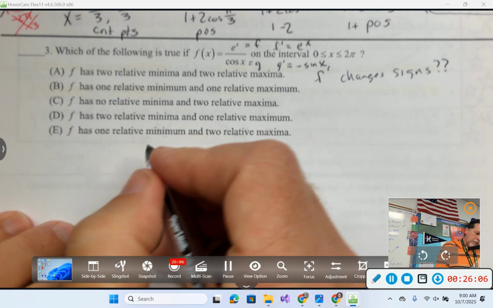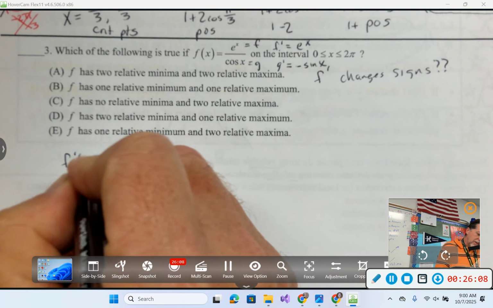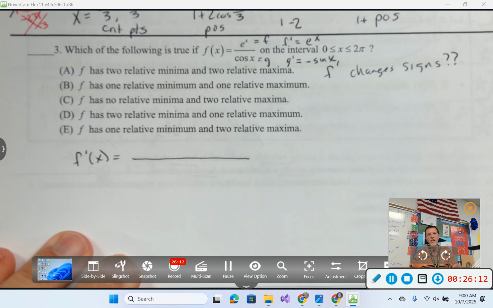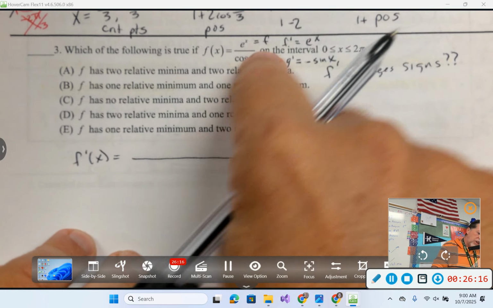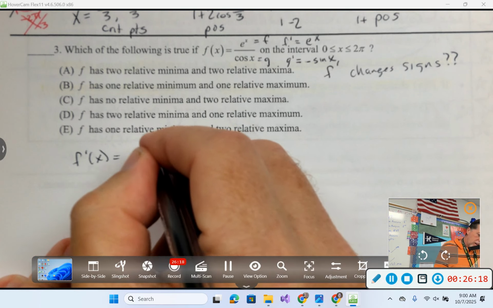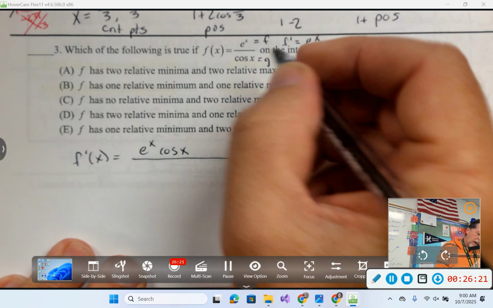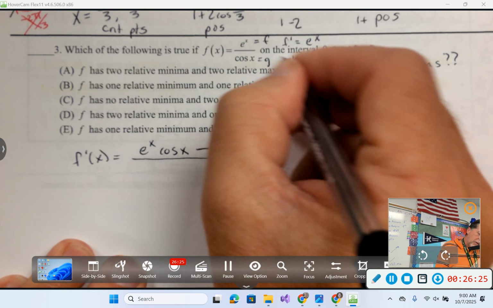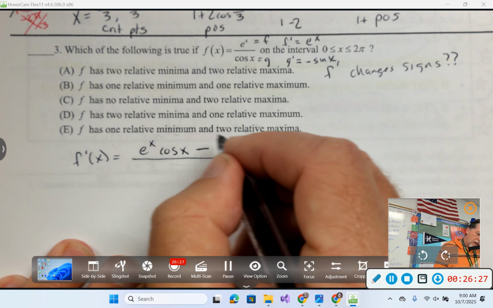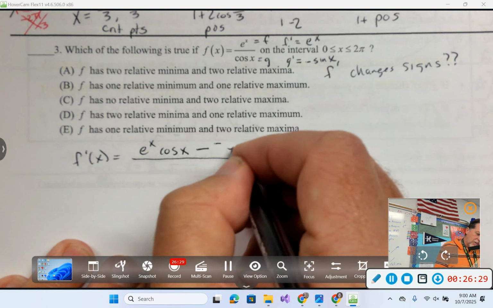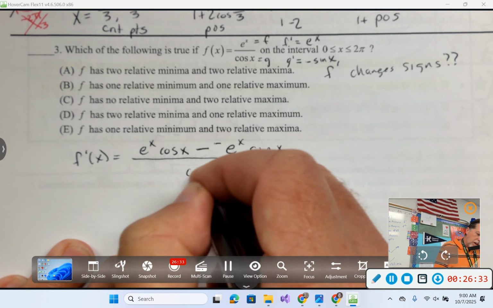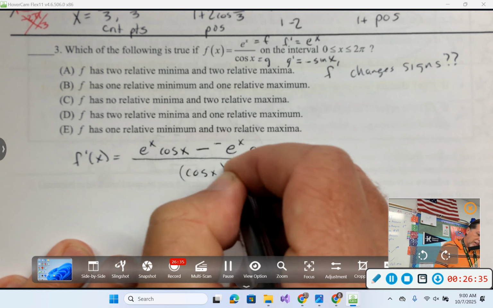All right, now we're ready to put this thing together. So the overall derivative, we already did one quotient rule today. gf prime minus fg prime. So e to the x cosine x, gf prime, minus the other way around, although there's a negative sign in there, so negative e to the x sine x, all over cosine of x squared.